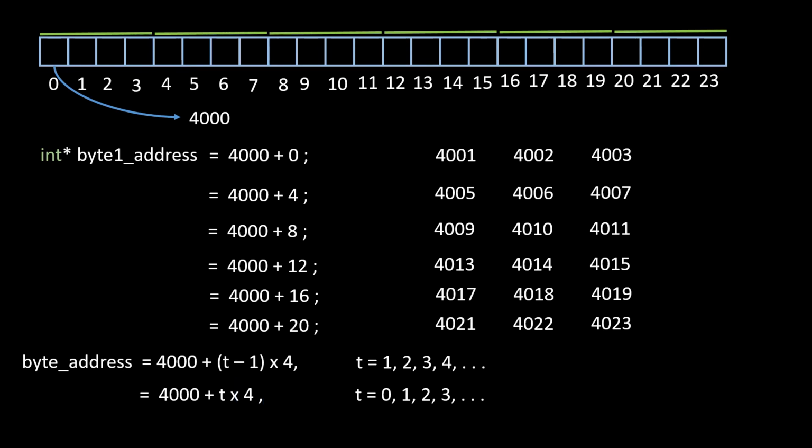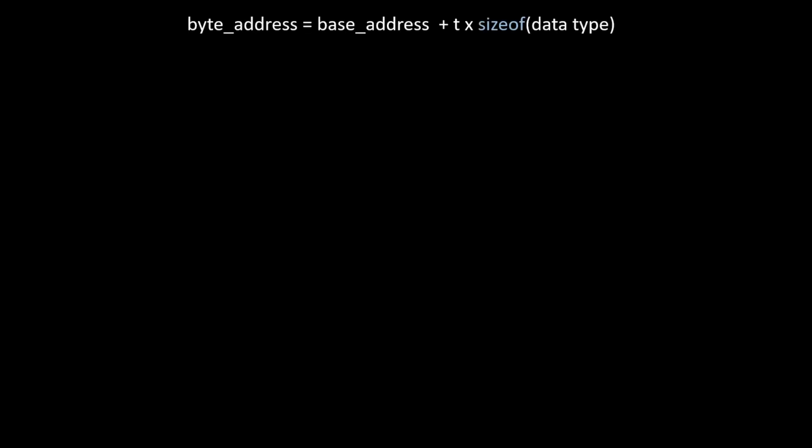And now we have understood all the terminologies. Let's write the generic expression. And finally, we have derived the expression to calculate the address of the first byte of the element at an index t in a given array. And now let's see how we can define and declare arrays in C++ language.